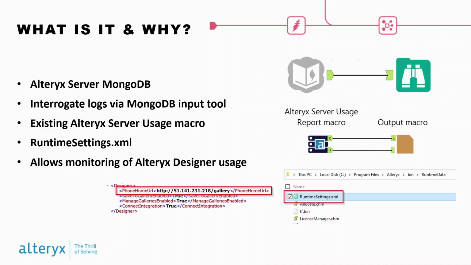So that was sort of the initial idea, and then upon researching things further, we realised that a standard installation of Alteryx Designer comes with this file here, which is called runtime settings.xml in this file location, and in this section of the XML document we have what's called a phone home URL. Now if we pump in our Alteryx server gallery URL in here and then save that file down, what it means is when we then open up Alteryx Designer on the desktop and start using it, it then starts generating log files for our designer usage as well as our server usage that we already had.